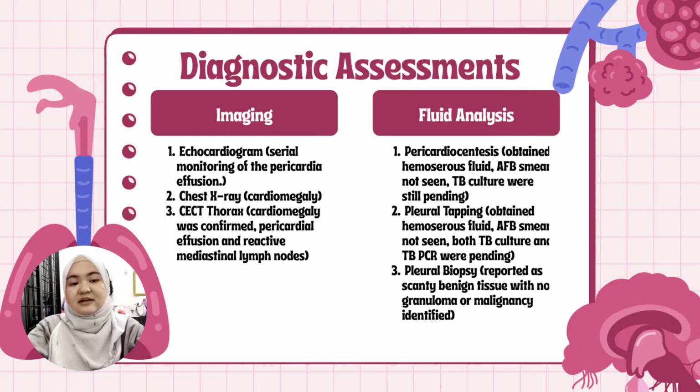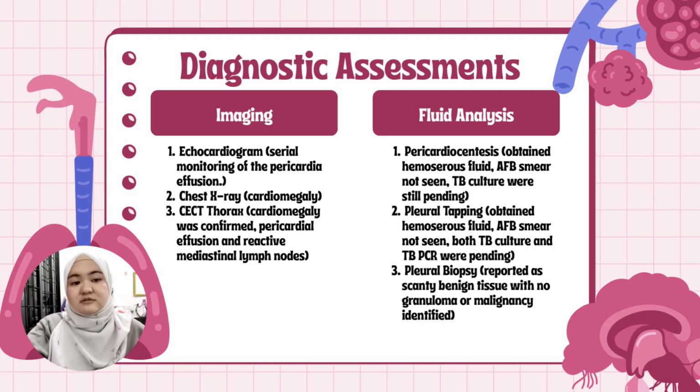The patient underwent several diagnostic assessments to evaluate the cause and extent of the pericardial and pleural involvement. Imaging studies were performed first. Serial echocardiograms were used to monitor the size and progression of the pericardial effusion. And then chest X-ray revealed cardiomegaly, and this was further confirmed by CECT thorax, which demonstrated cardiomegaly, pericardial effusion, and reactive mediastinal lymph nodes. Fluid analysis was then carried out to further investigate the cause of the effusion.